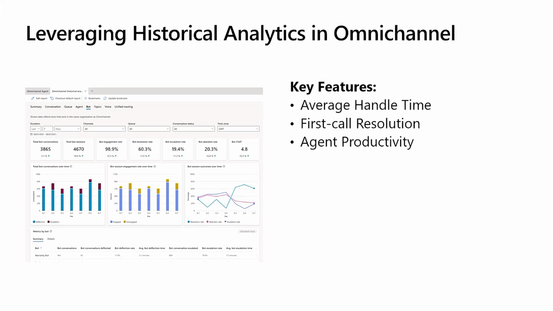Then agent productivity. This tracks how efficiently the agents are performing by providing insights into the volume of work handled by each agent. This helps identify top performers and those who may need additional support or training. Then the customer satisfaction score. A high satisfaction score indicates quality service and effective issue resolution, which is essential for any organization.